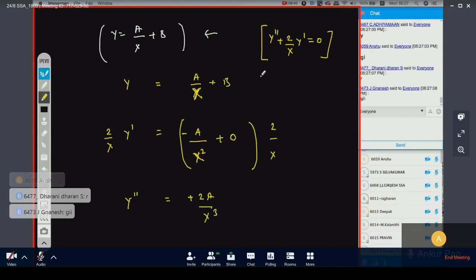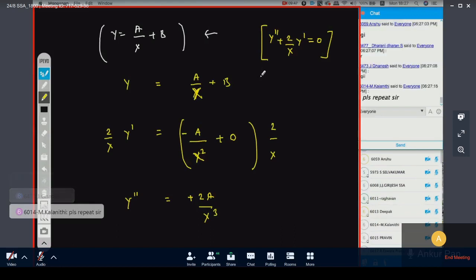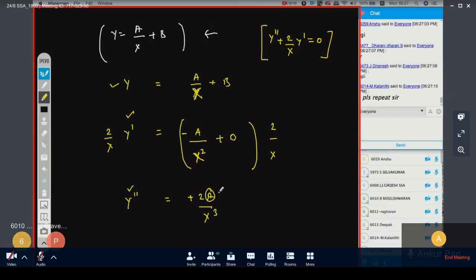Sure. See, we got y dash, and we got y double dash. With this information we were done, because we are avoiding moving further, since there is a presence of two arbitrary constants only, right? We've differentiated two times, but still this a is not removed, and it is not going to be removed anyway. So what are we doing?